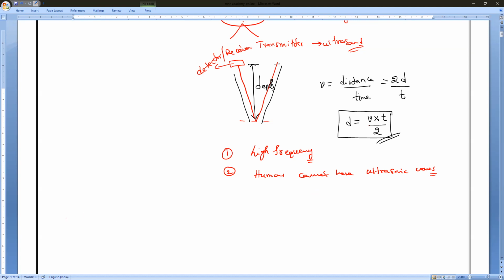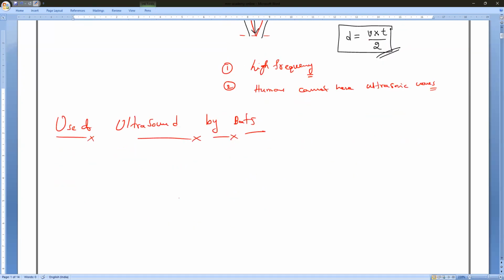Now, the most important application is the use of ultrasound by bats. We all know bats are one of the creatures. We even used to believe the corona came from bats. Now, bats have very, very poor vision. Of course, they hunt only at night, and during the daytime they will be relaxing. So what is the reason they are using ultrasounds? They have very poor vision.